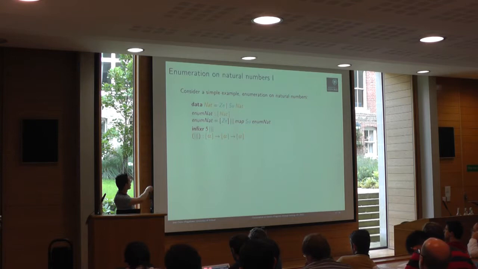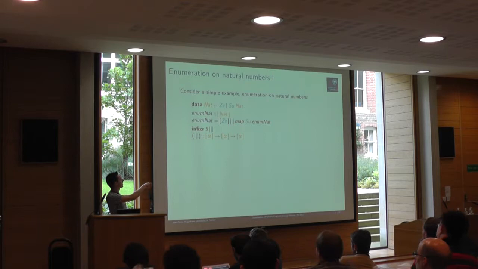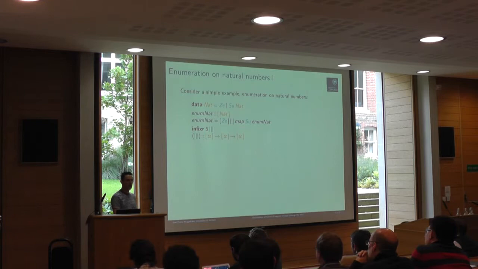We assume we have some sort of interleave function that takes elements from the first and from the second list alternately to produce a result list. If you have that, you can just say enumeration on naturals is either zero or the successor of recursively enumerating the other naturals. Of course, here you don't really need interleaving because there's only one thing on the left. But in general, your data types might have multiple cases, with recursive calls on both of them, so that they might both be infinite, so you want some kind of fair interleaving in there.